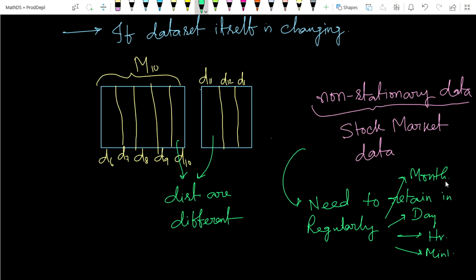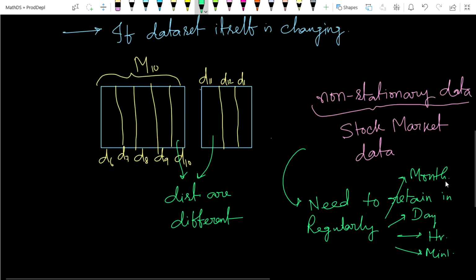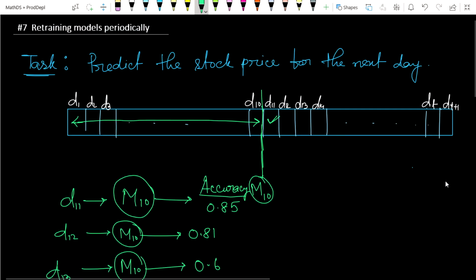Okay, I think you have got the idea why we need retraining, mainly in these two situations. If our model performance has decreased, and if we have non-stationary data like stock market type data, then it needs to be retrained on a regular basis. It depends on time, problem to problem, situation to situation. When we discuss the case study using this type of non-stationary data, you will see how we retrain it. It is simply retraining.